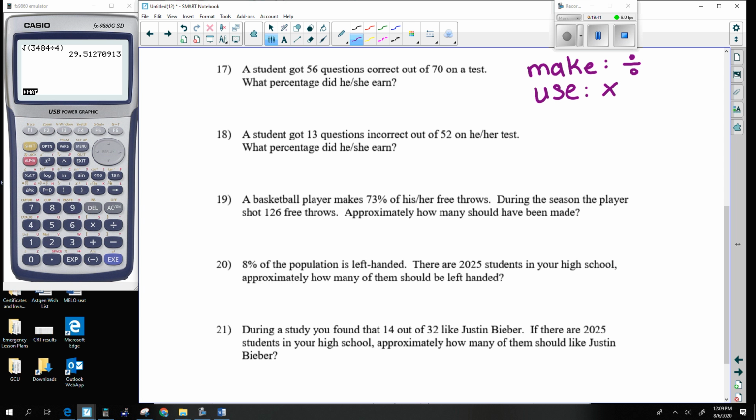A student got 56 questions correct out of 70. What percentage did he or she earn? Okay, I don't have a percentage. I need to create one. That's what the question is. What percentage? And so I need to make it. Thus, I need to divide. So that is 56 out of 70. 56 divided by 70 is 0.8. Move the decimal 2 decimal places. That turns into, well, 80%.